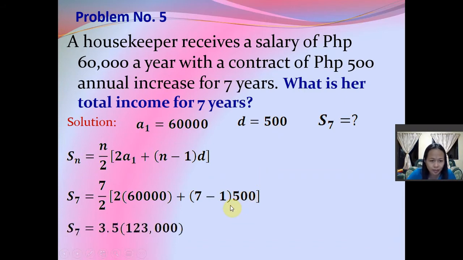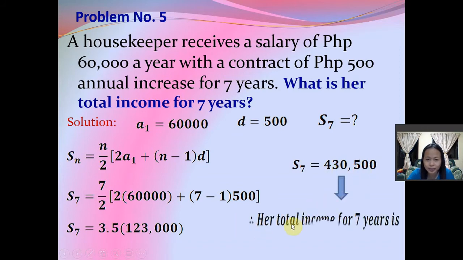So simplifying, we have this one. 7 minus 1, this is 6. Times 500, this is 3,000. And then this part here, 2 times 60,000, this is 120,000. So 120,000 plus 3,000, we come up with 123,000. Times 3.5. Where did we get 3.5? That is 7 divided by 2. Multiplying these two values, we come up with 430,500.